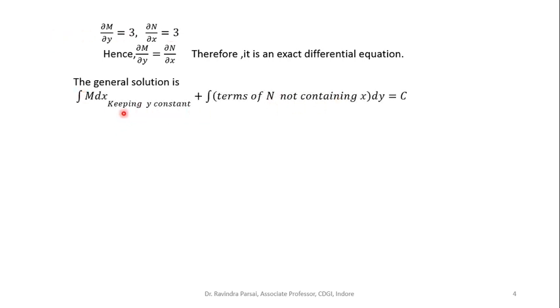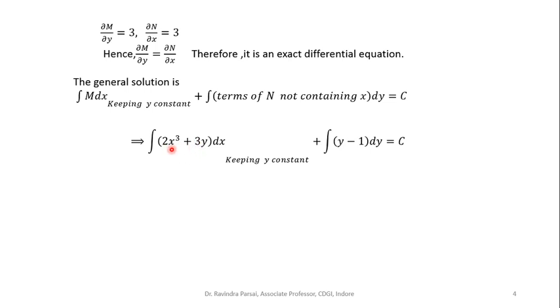integral M dx by keeping y as constant, plus integral of all terms of N not containing x, dy, equal to c. Now on putting the respective values in this formula, this gives you the integral of (2x cube plus 3y) dx, and inside the another integral the terms (y minus 1) dy, equal to c. Try to integrate this.